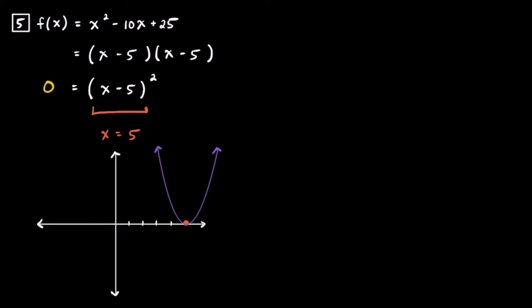Whenever a polynomial has an x-intercept that has an even multiplicity, like in this case x minus 5 happens 2 times, the function's not actually going to cross the x-intercept at that location, rather it's going to bounce and stay on that side of the x-axis.